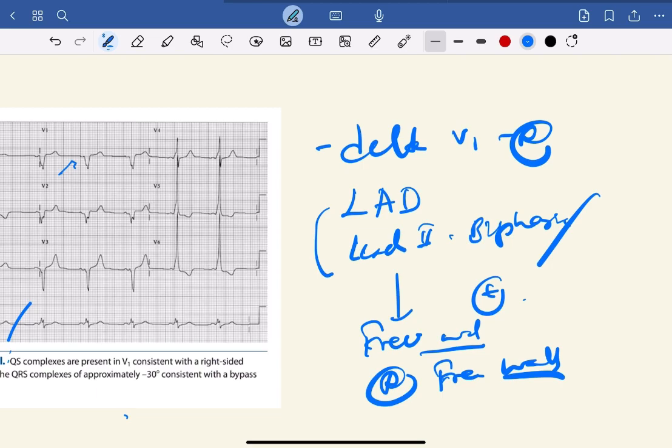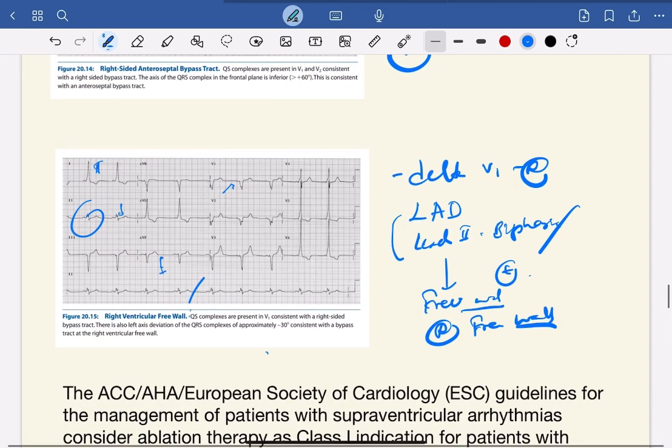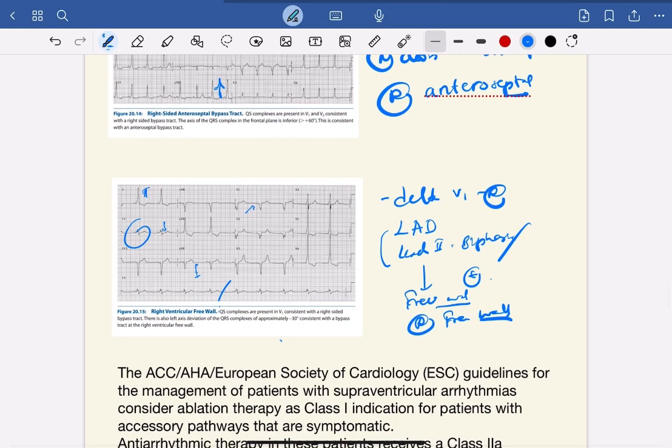Hope you are getting this, hope you are understanding this. So this is how we have to localize the bypass tract.